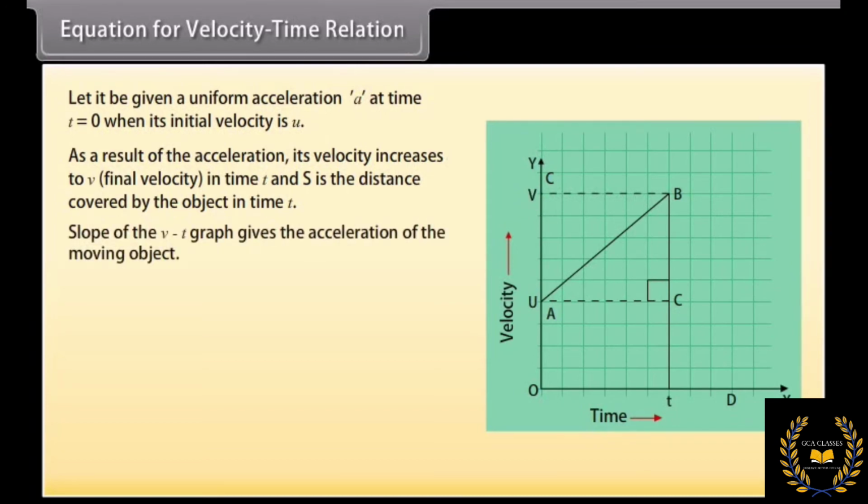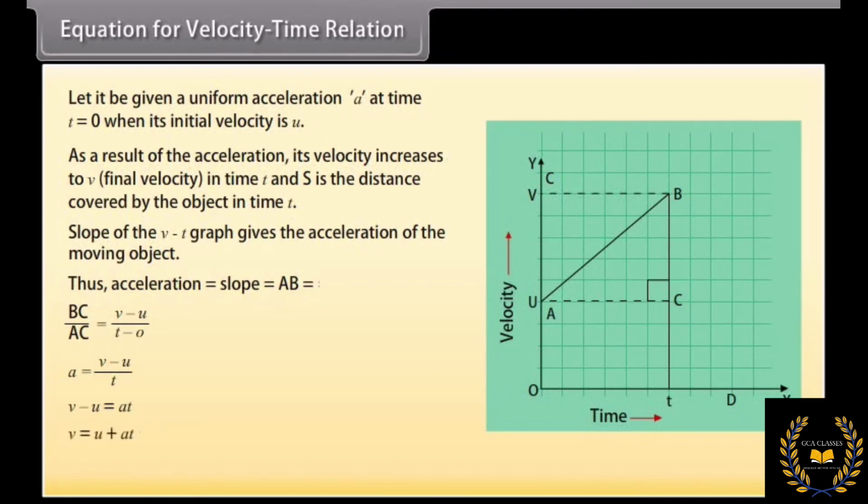Slope of the v-t graph gives the acceleration of the moving object. Thus, acceleration is equal to slope, which equals AB, which equals BC upon AC, which is equal to v minus u whole upon t minus 0, where a is equal to (v minus u) upon t. This gives v minus u equal to at, so v equals u plus at, which is the first equation of motion.